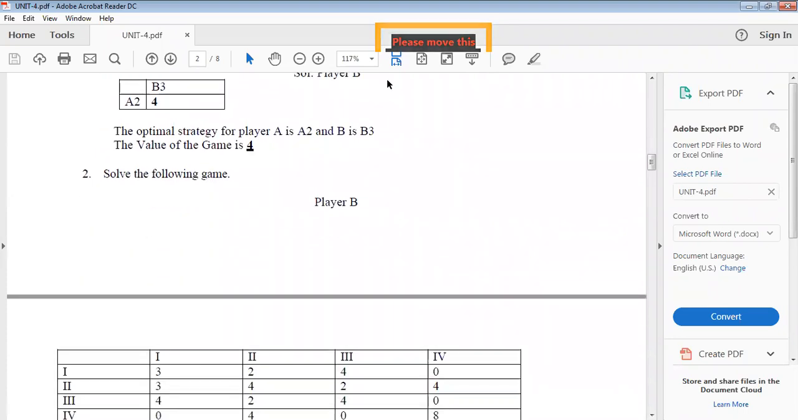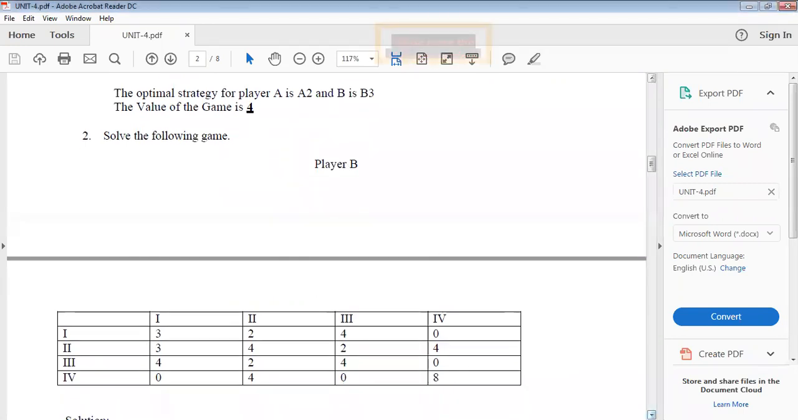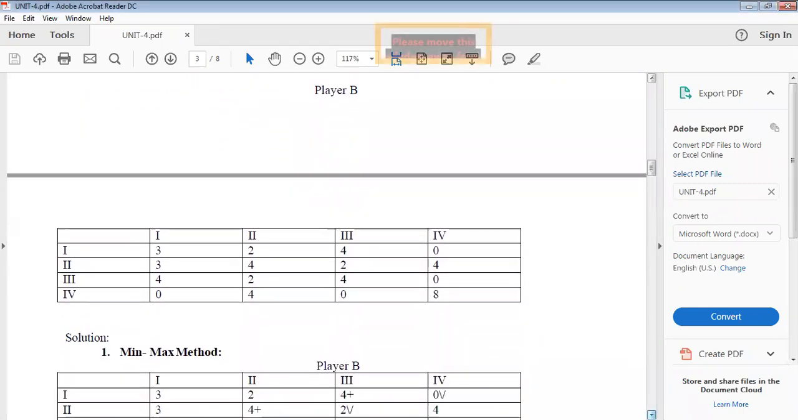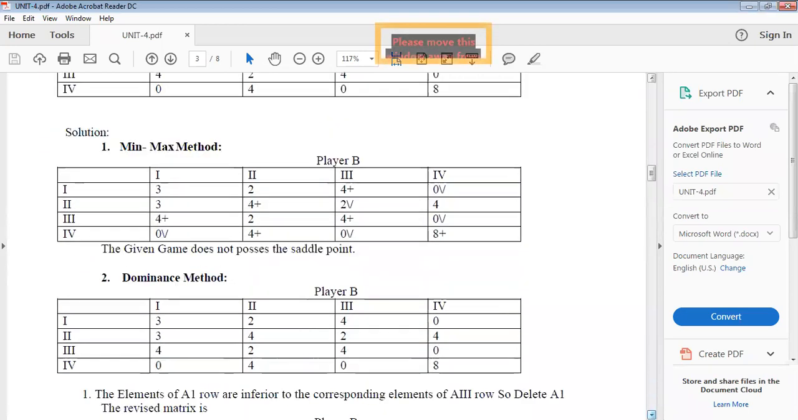Here is one more thing, which is very important. It is simple to understand, and you can solve it with minimum basic common sense. Solve the following game using the minimax principle.